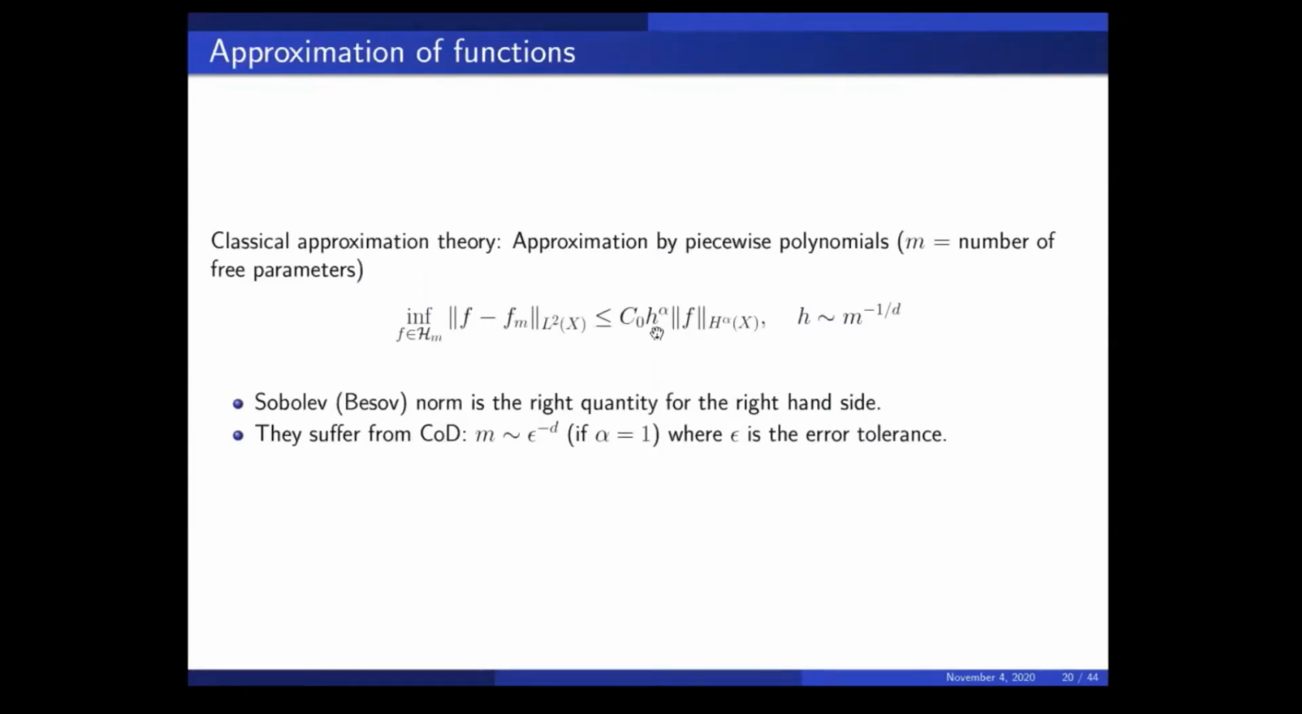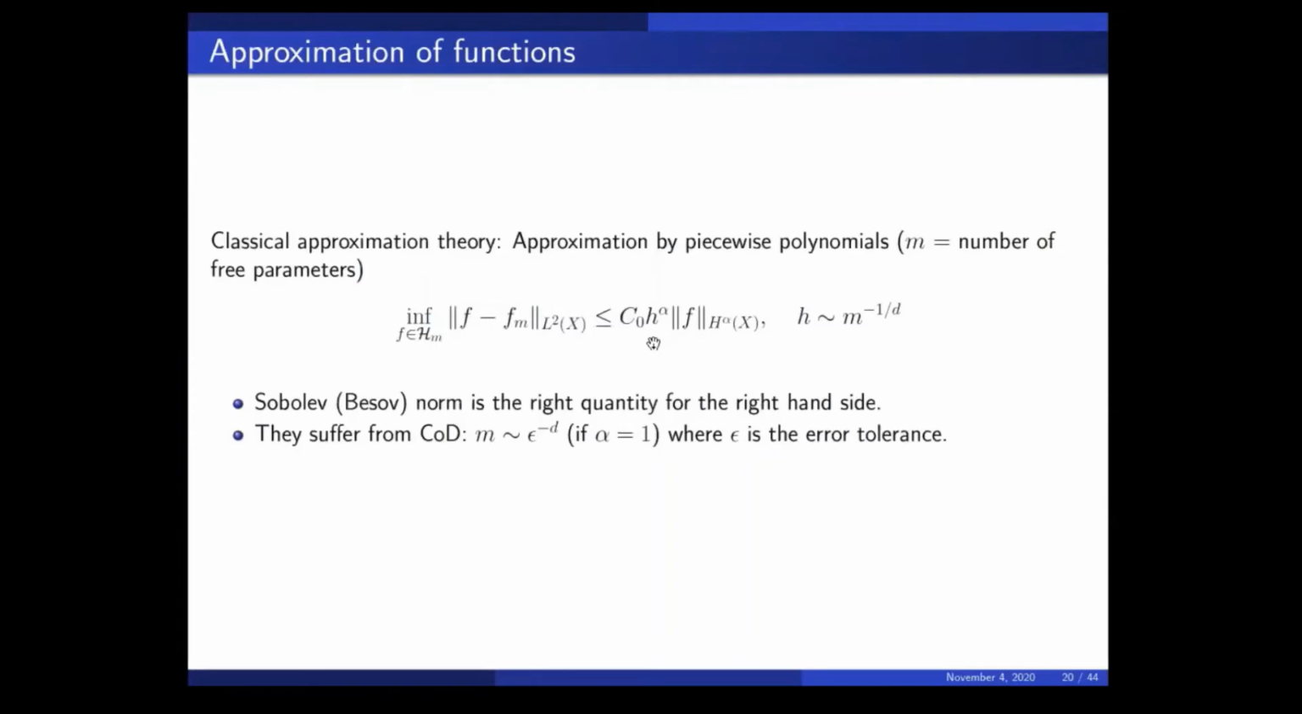So H would be the grid size over which we define the piecewise polynomial. H is related to m by this expression, where d is the dimensionality, the dimension of the problem. This kind of error estimate is a typical classical result. Two things are important. First of all, the error constant that depends on the target function is defined by the Sobolev norm, namely by the smoothness, regularity of the function. So this is the typical situation in classical approximation theory.